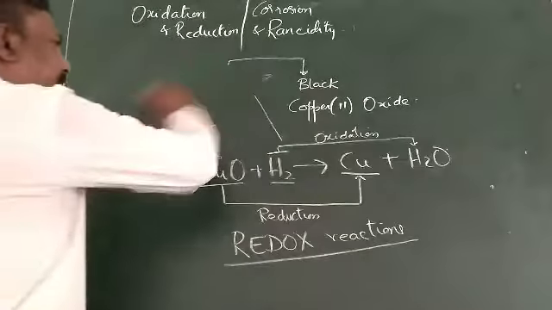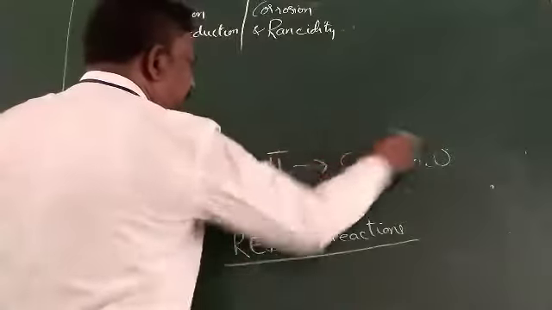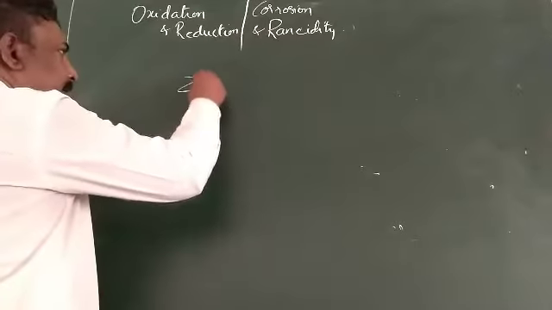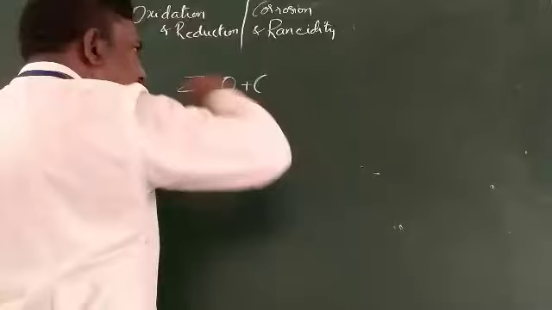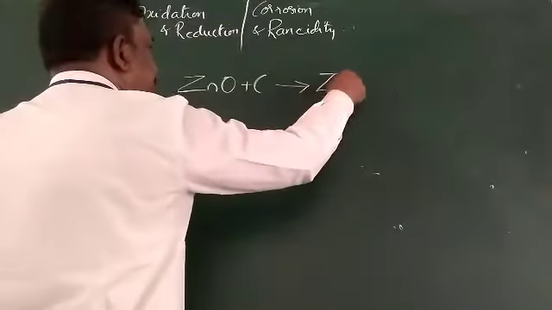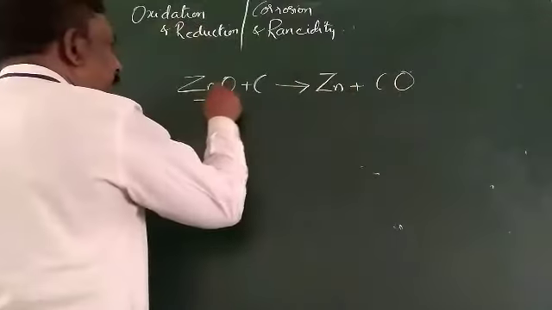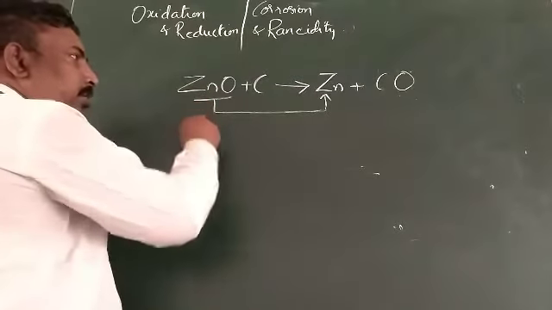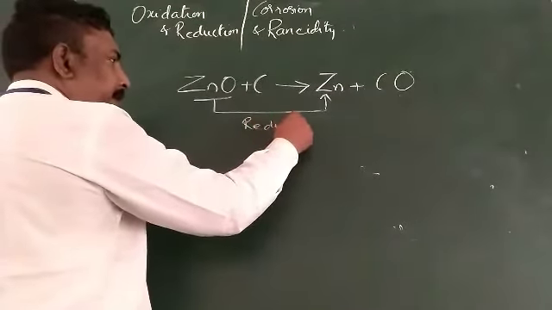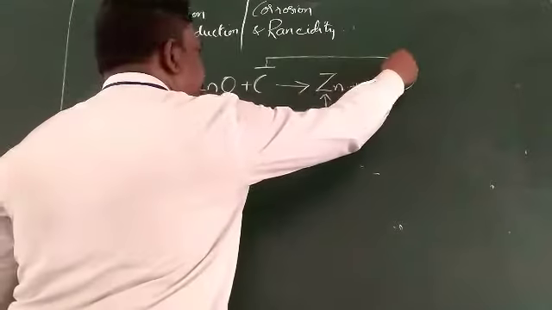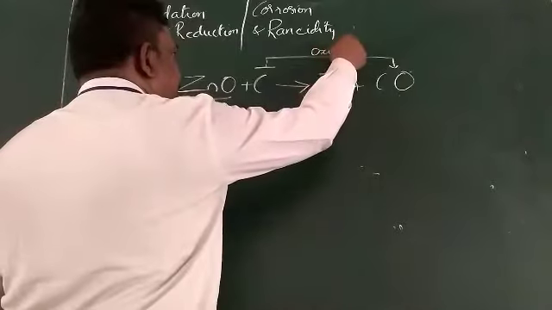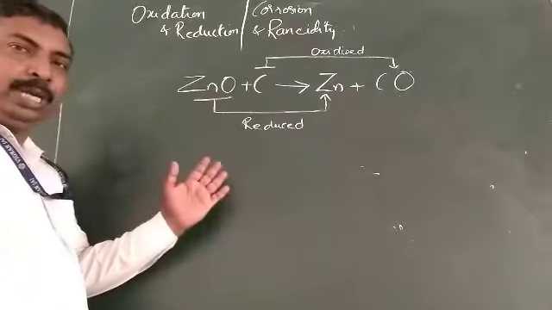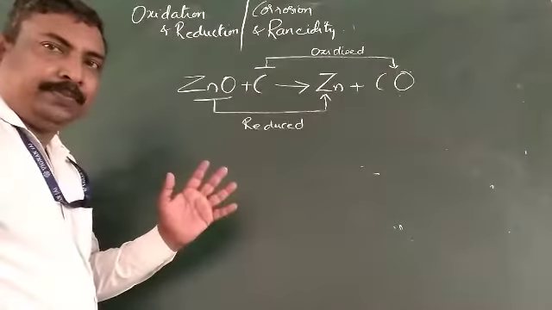One example, ZnO plus carbon, zinc oxide plus carbon. Then you can guess what happens. Zinc and carbon monoxide. Here what happens? Guess. Loss of oxygen. Zinc oxide has lost oxygen. Therefore, it is reduced. Carbon gained oxygen. Therefore, carbon is oxidized. So as both are present in the reaction, you can call this also an example of a redox reaction.